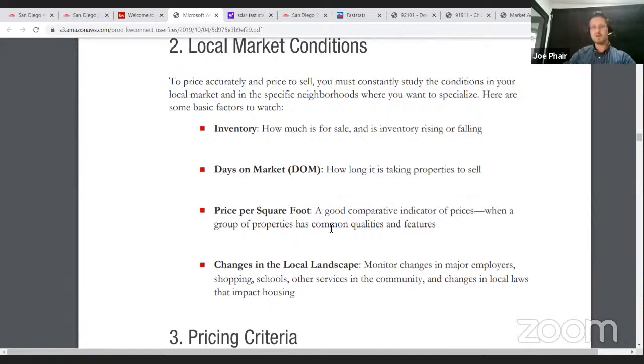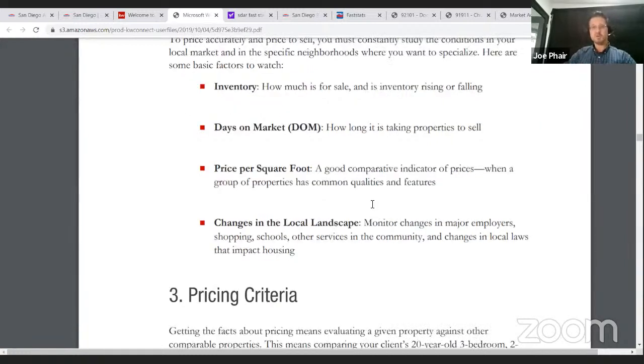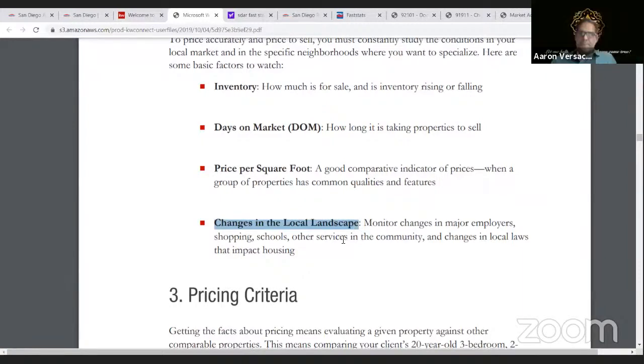Changes in local landscape. Monitor changes in major employers, shopping, schools, and other services in the community. And changes in local laws that impact housing. Can anybody think of a local law that perhaps the city of San Diego has been talking about for a long time? I'll give you a hint. It involves rentals. Okay, we're talking about cap on them. I'm sorry? Putting the cap on not increasing the rent or rent.